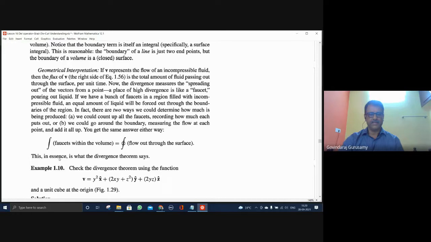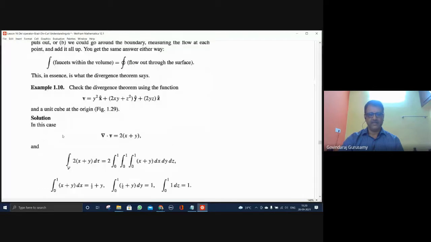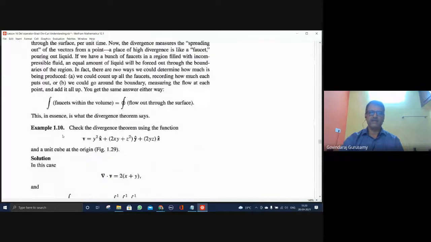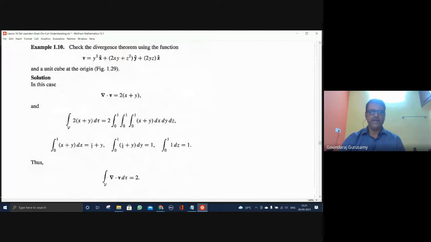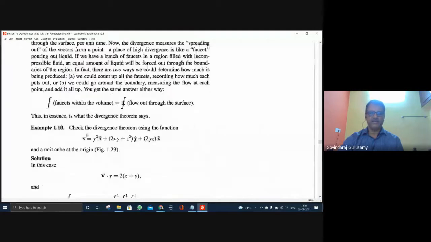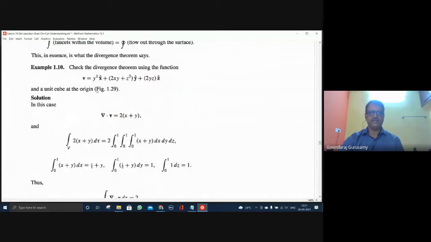So the integral measured within the volume is the flow out through the surface. Thus, in a sense, that is what the divergence theorem says. These are the essential features of the divergence theorem. You can try to work it out with numbers and confirm it; yes, this works well for a given V. We can understand all about the divergence, which is described as the fundamental theorem of divergence. What is that? This is very easy to do now.